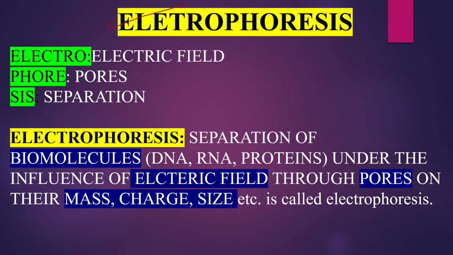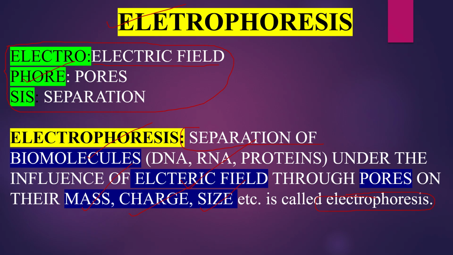So, what is electrophoresis? If you split this word into three portions, that is electro, phore and cis. So electro is electric field, phore means pores, and cis is separation. So it is a separation technique. Now separation of what? Separation of biomolecules like DNA, RNA, proteins under the influence of electric field through the pores on the basis of their mass, charge and size is called as electrophoresis.